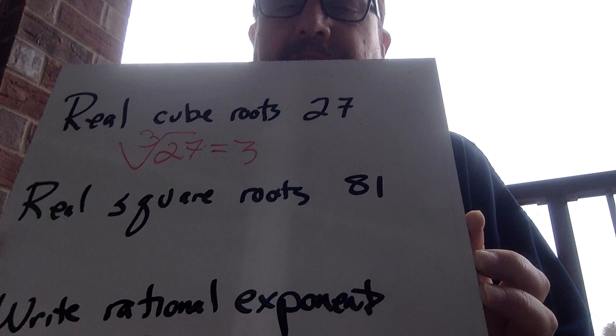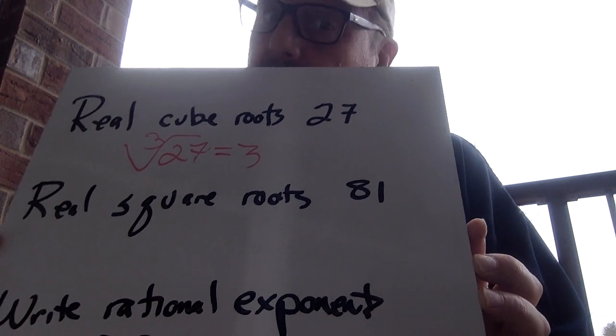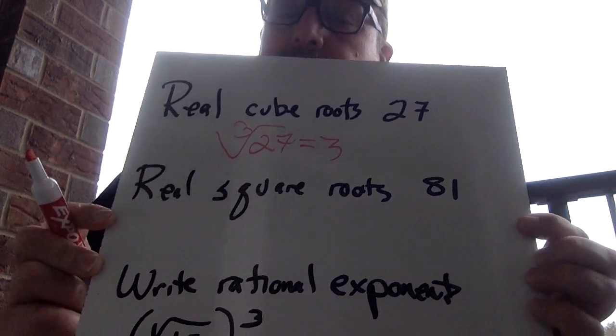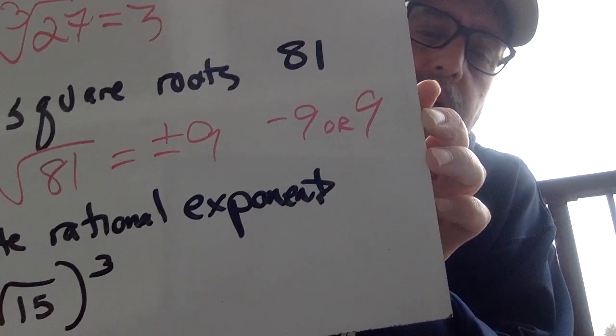The real square roots of 81. 9 times 9 is 81, so is negative 9 times negative 9. So your real square roots could be written as plus or minus 9, or they might write it as 9 or negative 9.